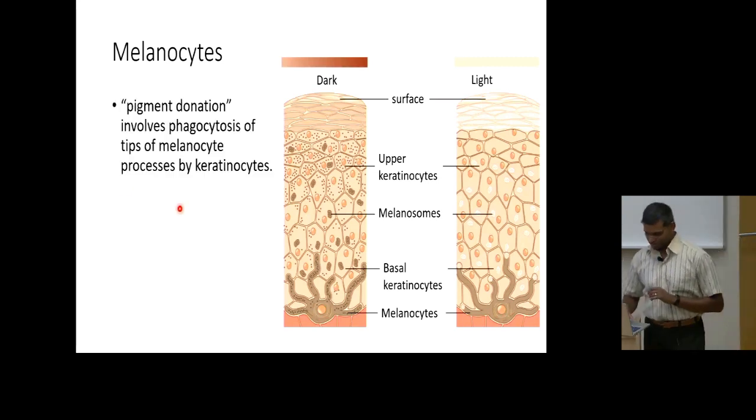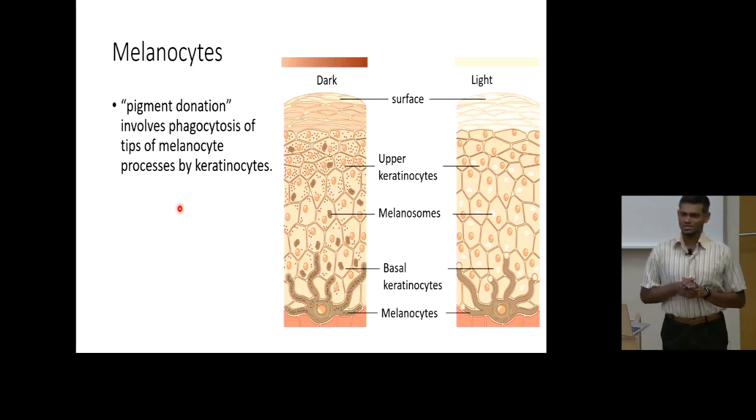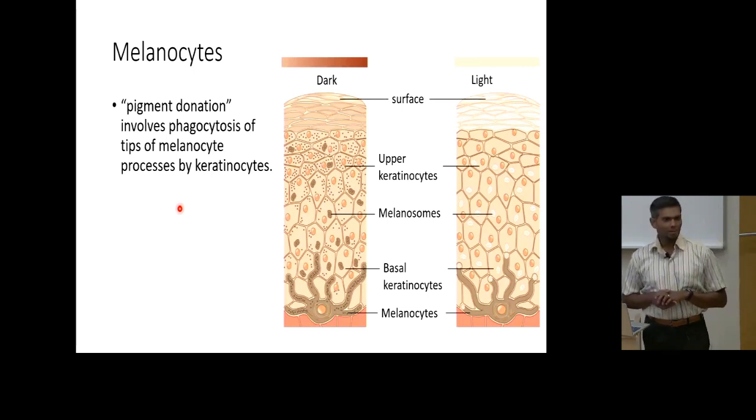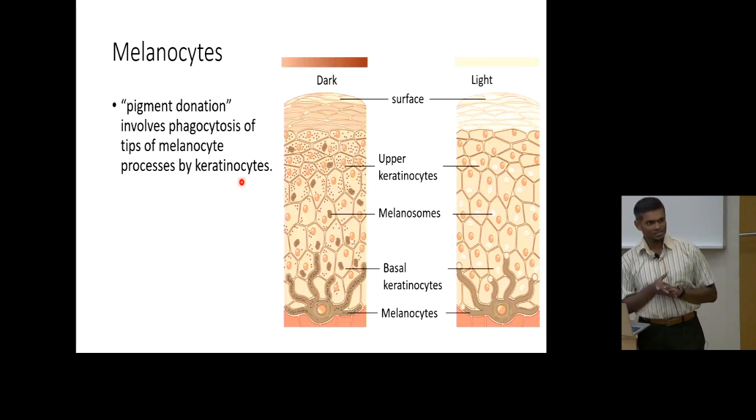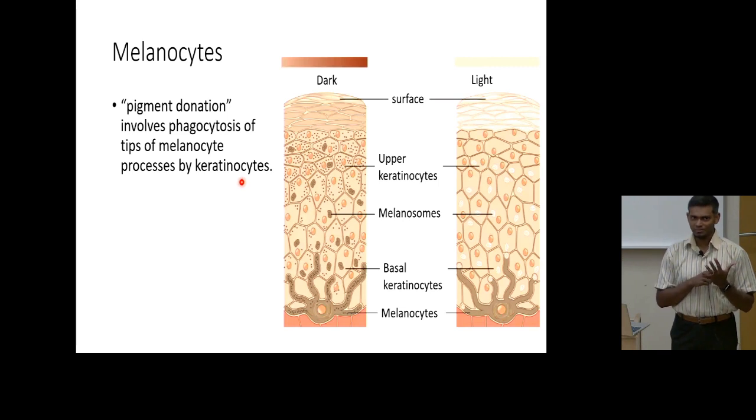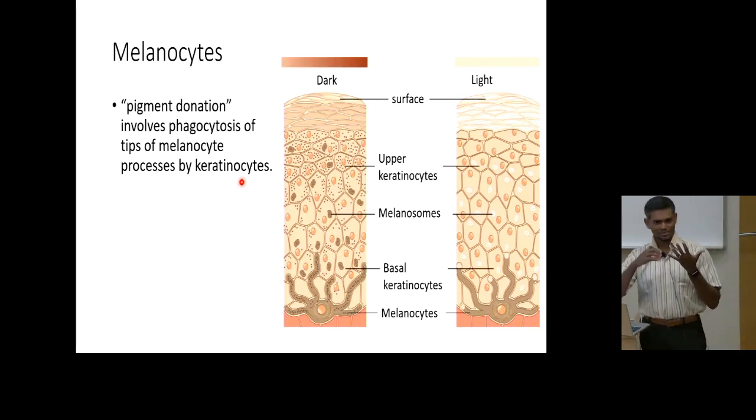But the one thing which this video did not specify is that pigment donation actually involves the keratinocytes phagocytosing these long processes from the melanocyte. So imagine that these long processes are coming from the melanocyte to the keratinocyte, and the keratinocyte is basically going to bite off the tips of those processes, and that's how it engulfs those melanosomes containing the melanin pigments.